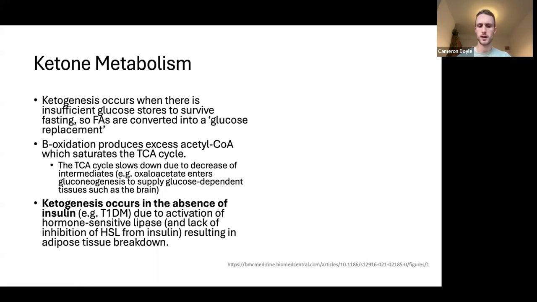Ketogenesis is a kind of temporary solution. It occurs in conditions like type 1 diabetes, where you cannot access glucose in the bloodstream, and that fatty acid buildup will produce ketone bodies, which cells can use for energy. It's because insulin would normally inhibit hormone sensitive lipase, but without insulin, you don't get that. So you get fatty acid breakdown, adipocyte tissue breakdown, and ketogenesis.